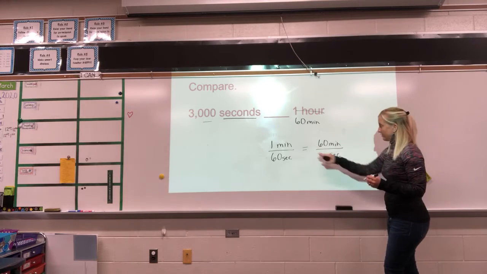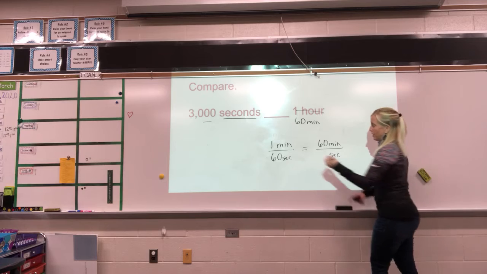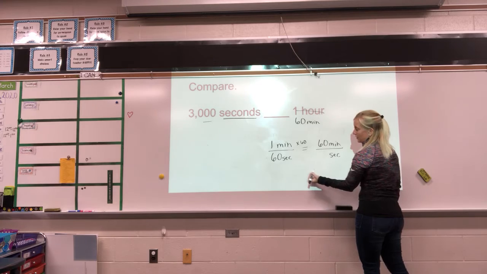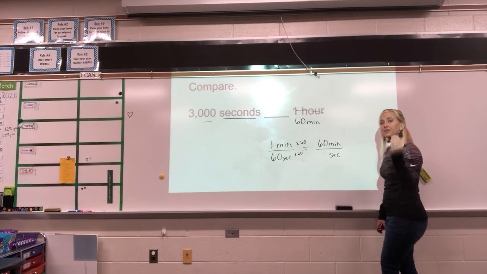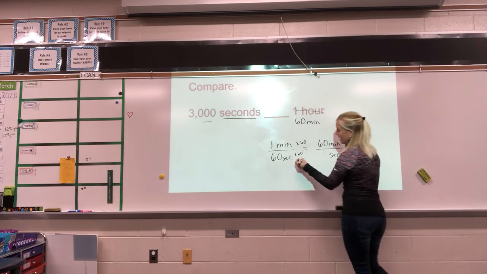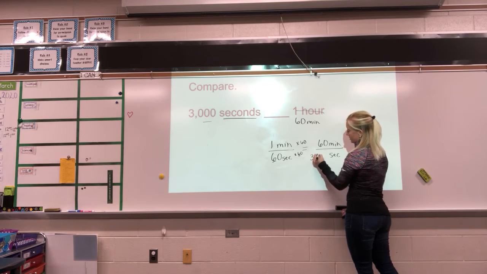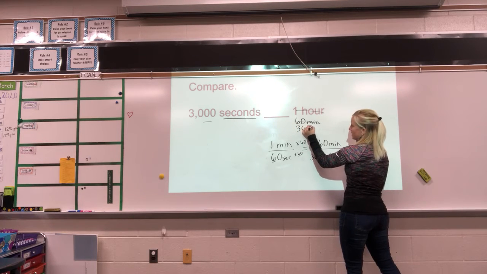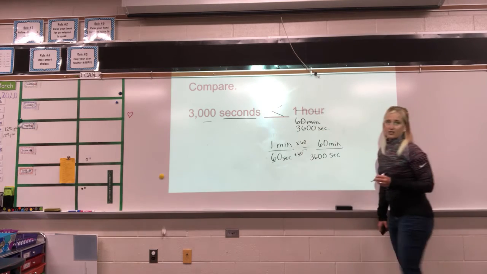I'm going to look at that equivalent fraction. Notice I've got minutes on the top of both, seconds on the bottom of both. Well, up here I did 1 times 60 to get to 60. So down here, I've got to do times 60. So I need to do 60 times 60. I'm going to go back and use my multiplying by tens to help me. 6 times 6 is 36, 0 and 0, so I have to add my 2 zeros on. So that means this is 3,600 seconds. And then I can see that this is going to be my larger number.